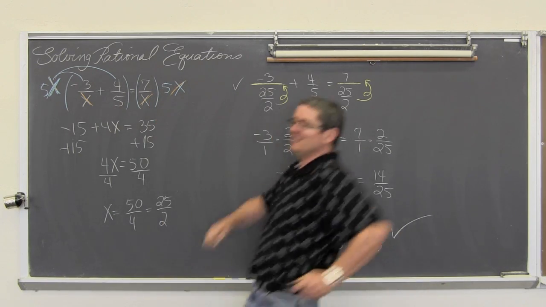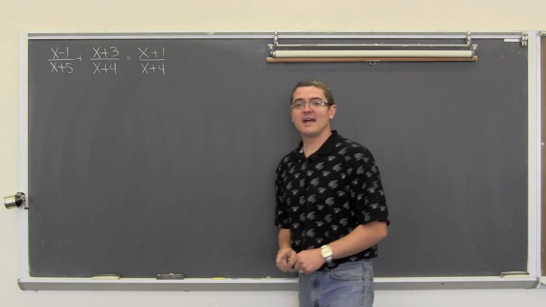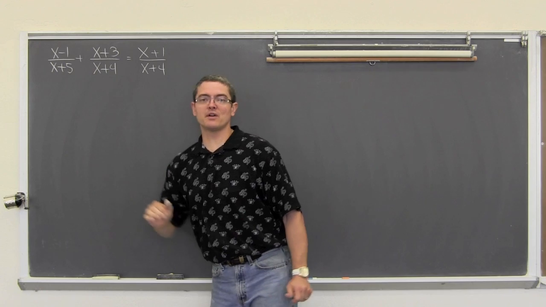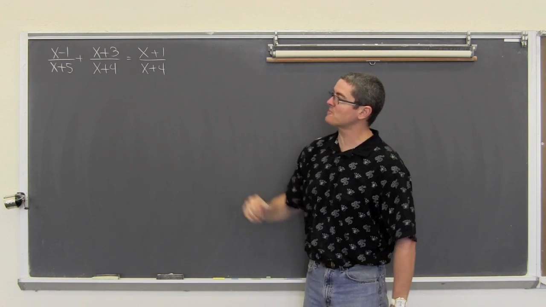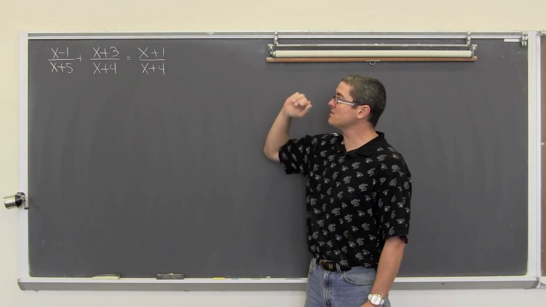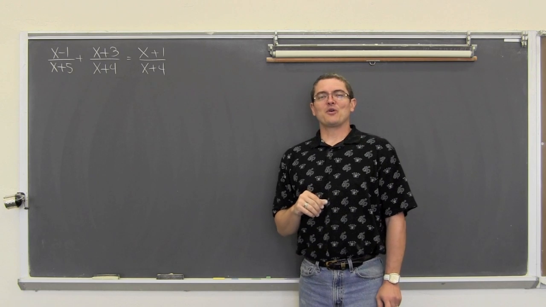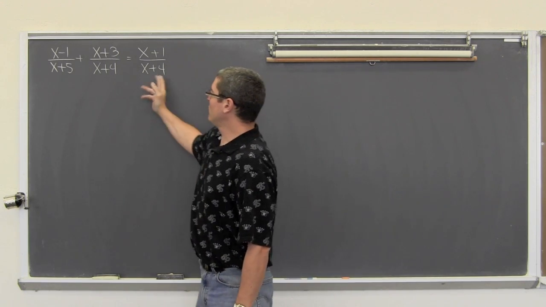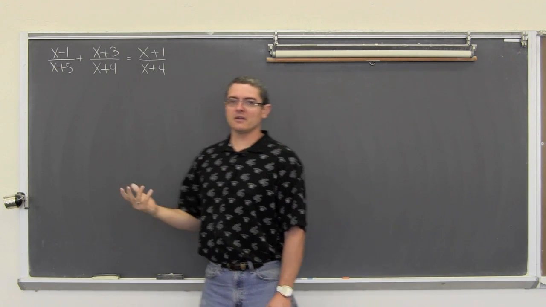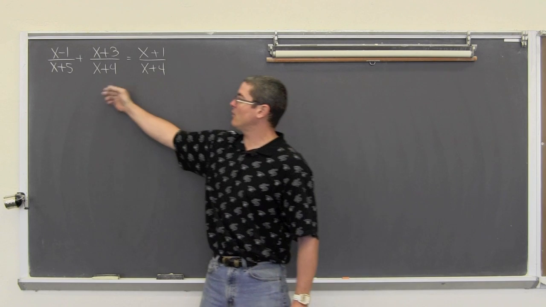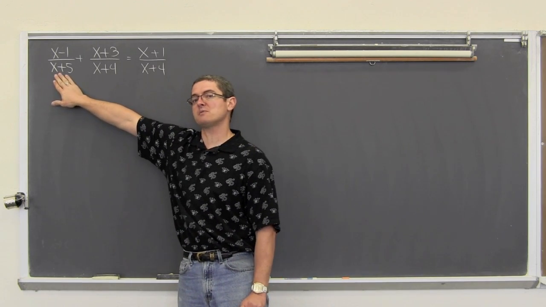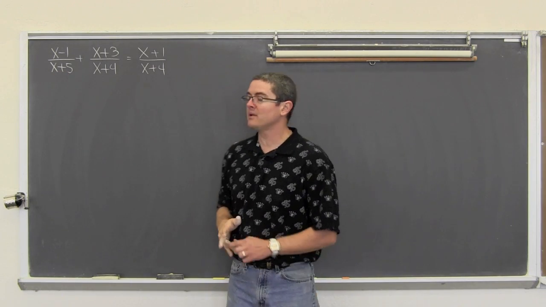Next example. So we have (x minus 1) over (x plus 5) plus (x plus 3) over (x plus 4) equals (x plus 1) over (x plus 4). We don't need to do any factoring here. None of the denominators can be factored. We have a denominator or factor of x plus 5 and x plus 4.